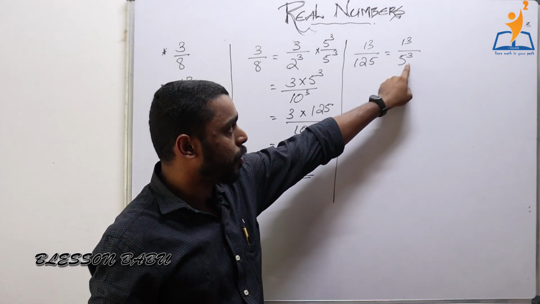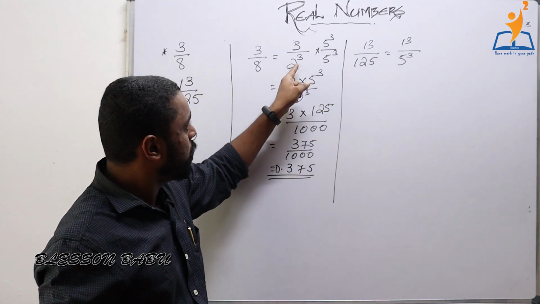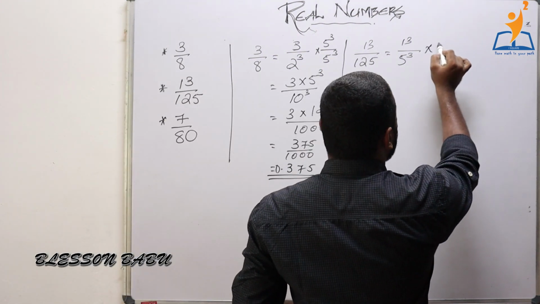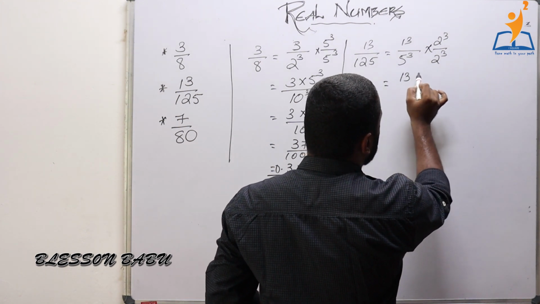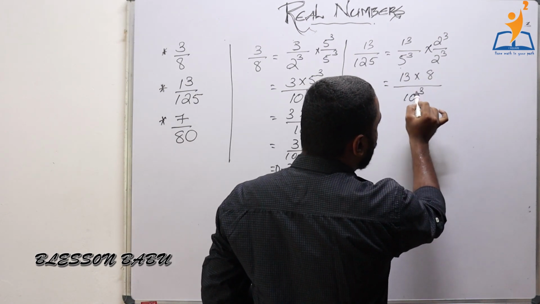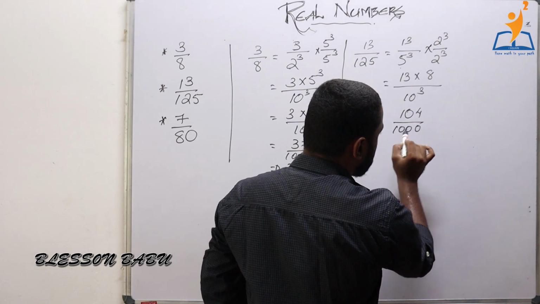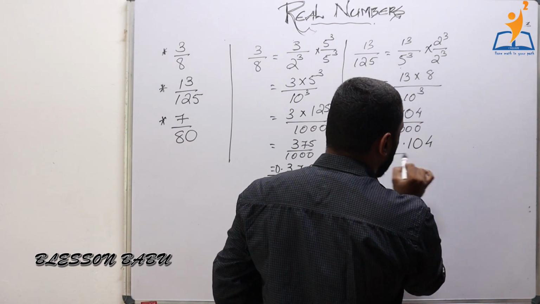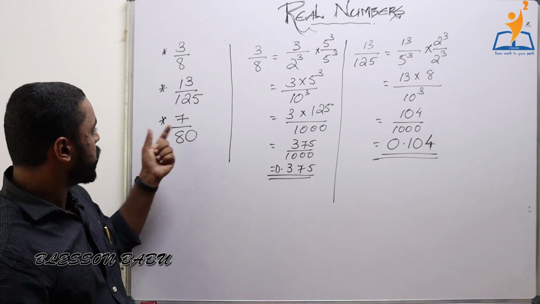If it is 5 cube, then we have to multiply the number with 2 cube. If it is 2 cube, then we have to multiply the entire number with 5 cube. So we are going to multiply and divide the entire number with 2 cube. So it will be equal to 13 into 8 divided by 5 cube into 2 cube, which is again equal to 10 cube. So we have 104 divided by 1000, since 10 cube equals 1000, and it will be equal to 0.104 by the similar process. Clear? Now we shall look into the third example.